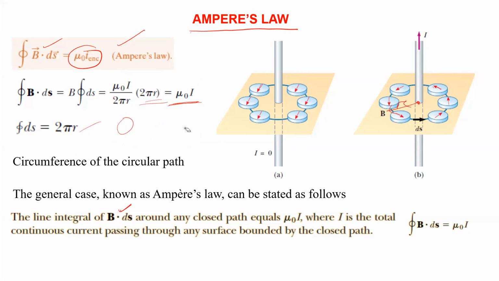So the line integral of B dot ds around any closed path is equal to mu 0 I, where I is the total continuous current passing through any surface bounded by the closed path. Its definition is Ampere's law. Okay, so B dot ds is equal to mu 0 I.